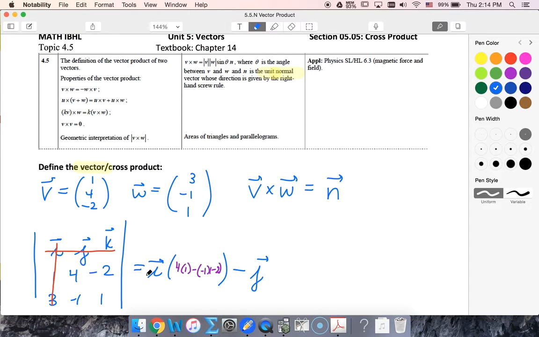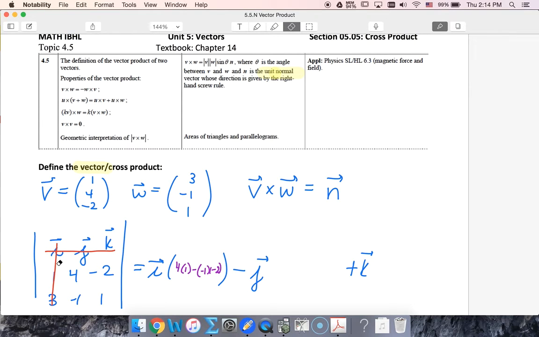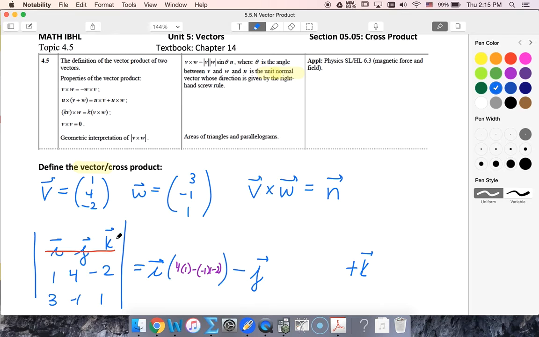Now I'm going to do minus j. I'm going to alternate positive, negative, positive, so I'm going to have plus k down here. Again, I'm going to ignore j's row and column. So I'm going to move this column line to be over here. I'm ignoring j's row and column, and I'm going to do the same thing. I'm going to subtract the product of diagonals. So 1 minus negative 6.